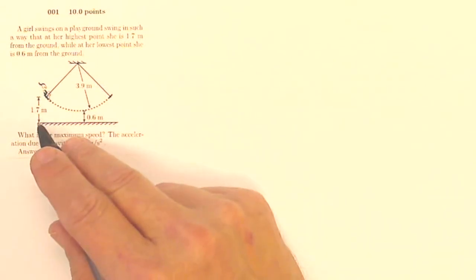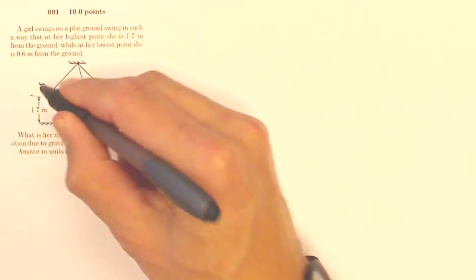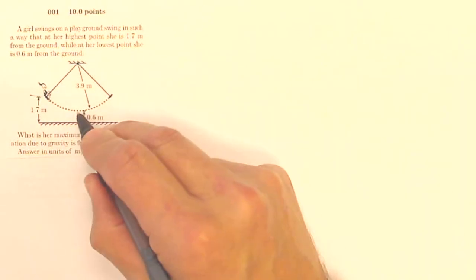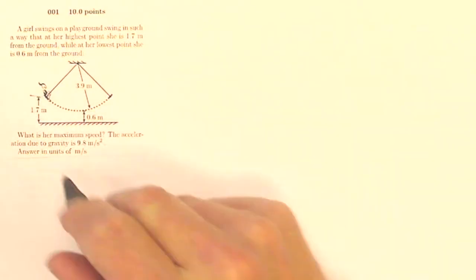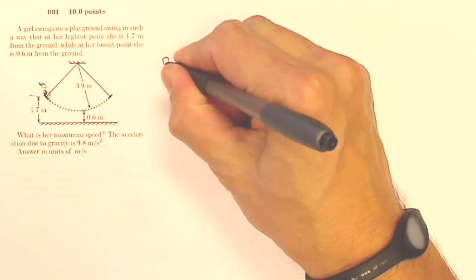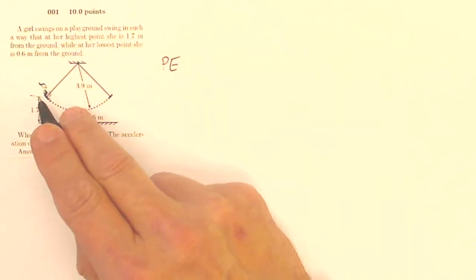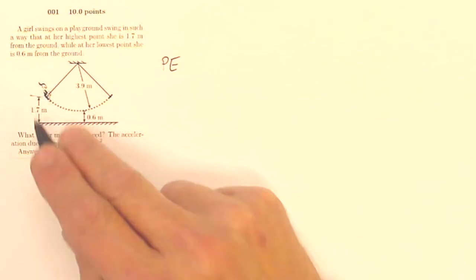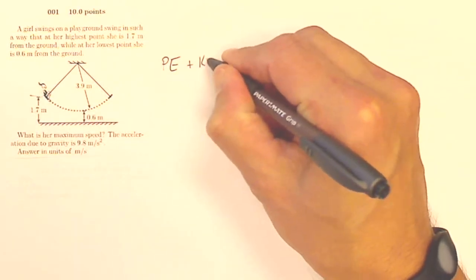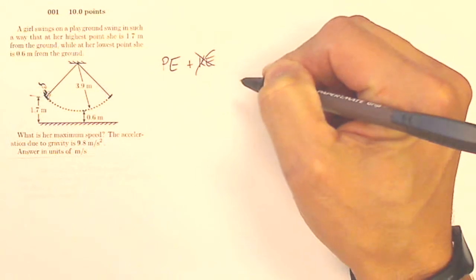Well, I've got two places I want to compare. I want to compare right here, where she's at her highest spot, and right here, where she's at her lowest spot. At her highest spot, she can fall, so she's got some potential energy. At her highest spot, she won't be moving. That's what happens when you get to the highest spot, you get to rest. So your kinetic energy there will be 0.